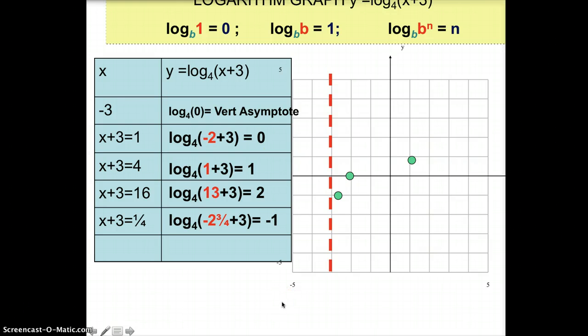But this is one way to do graphing using the first 3 log rules. I hope this helps you learn more about the log rules, especially the basic ones about the same base.